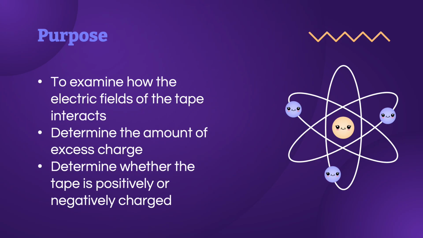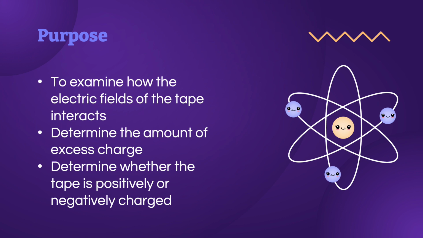So, 1, the purpose. The purpose of this experiment was to examine how the electric fields of the tapes interact, to determine the amount of excess charge, and to determine whether the tape is positively or negatively charged. This was done by first getting two equally sized pieces of tape, placing one piece of tape flat down on a flat surface, and then putting the other tape right on top of it and ripping it off really fast to create a charge on the tape.